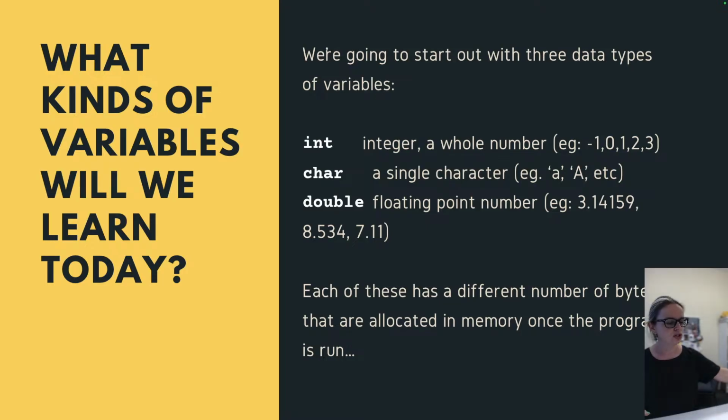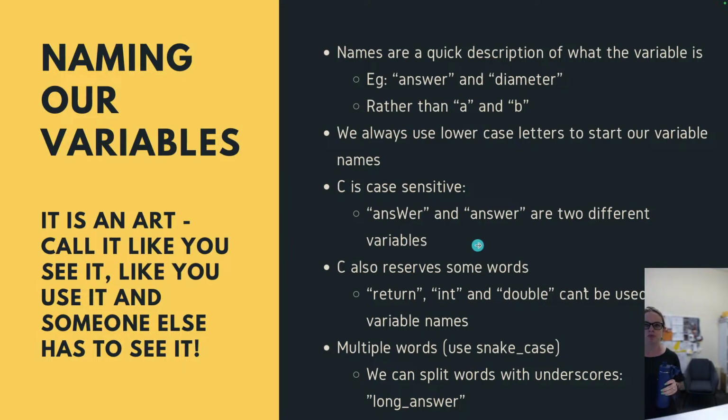Someone's asked, there is no string. In C, strings are a little bit weird. Strings are actually arrays of characters. So we're only going to do strings in a little while. There's no strings today, because strings are actually a weird thing in C. They're an array of characters, not on their own. Each one of these has a different number of bytes that are allocated in memory once the program is run, and we basically know how much space we need to run a program.